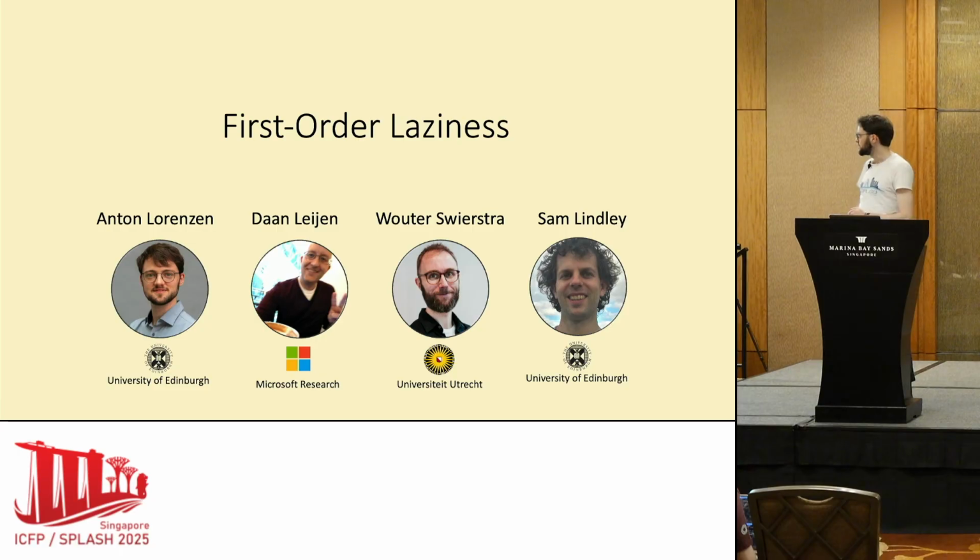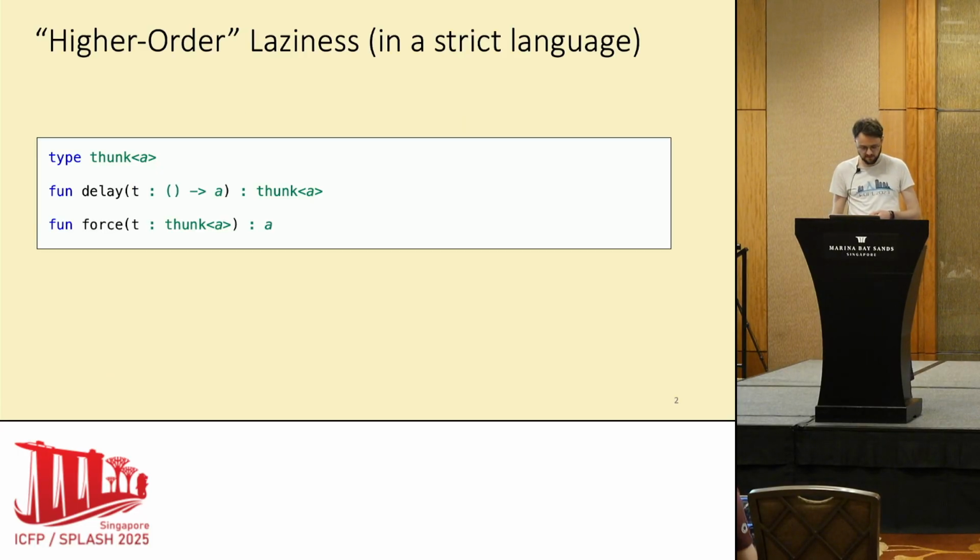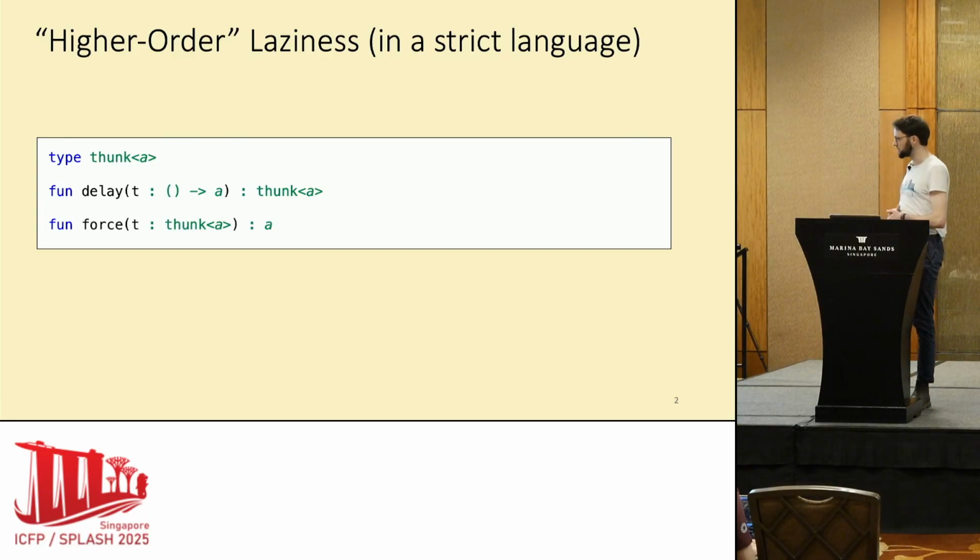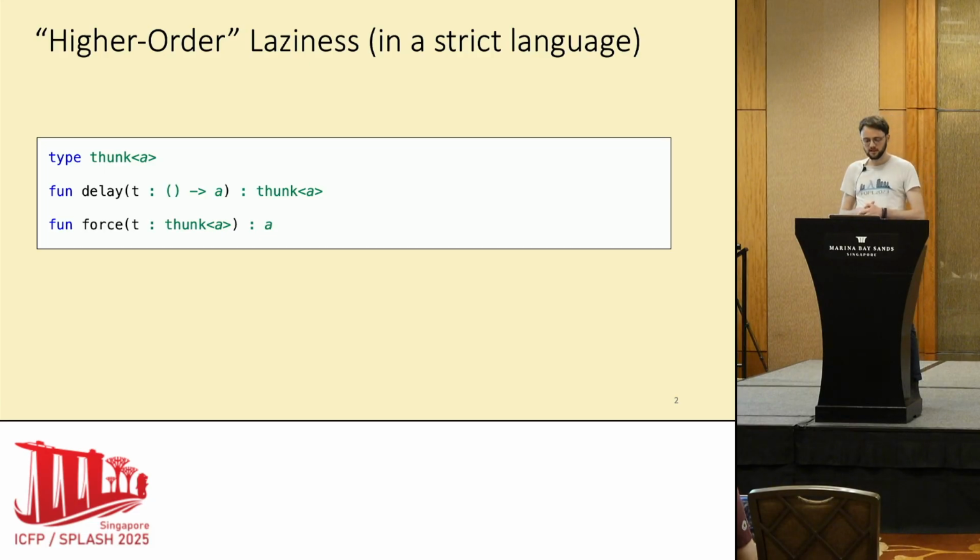And to start talking about what first-order laziness is, I want to first contrast it against what I call higher-order laziness. So this is how you would normally implement laziness in a strict language like OCaml, for example, or in this case, Koka. You have one type, thunk A, which is usually left abstract, and it has two functions, delay and force. So delay takes a closure that goes from unit to A, and force takes a thunk and gives you the result of the closure.